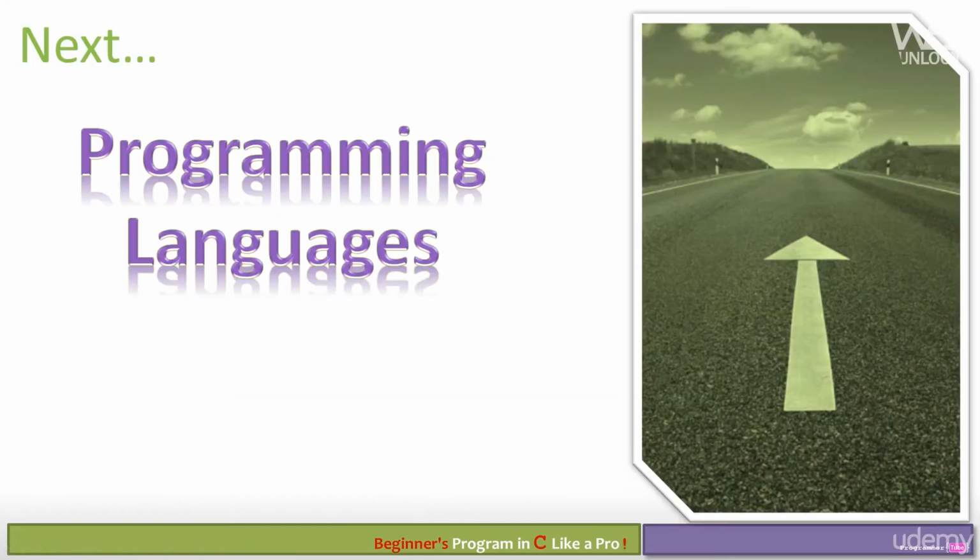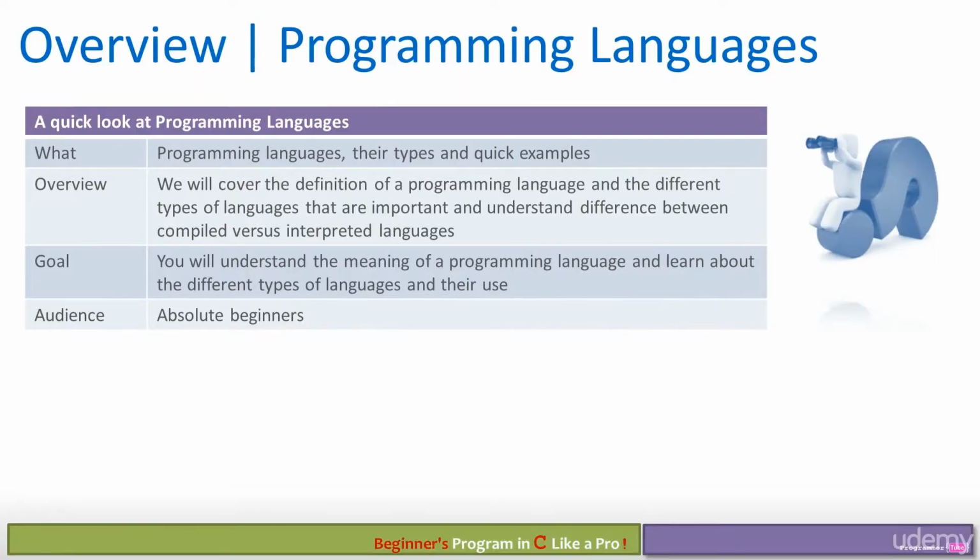Alright, so in the next lecture, we're going to get a closer look at programming languages. In this lecture, we will cover the definition of a programming language and the different types of languages that are important, and understand the difference between compiled versus interpreted languages. You will understand the meaning of a programming language and learn about the different types of languages and their use. This lecture is for absolute beginners, so if you have programmed before, you can skip this lecture or you can continue watching. So let's get started.